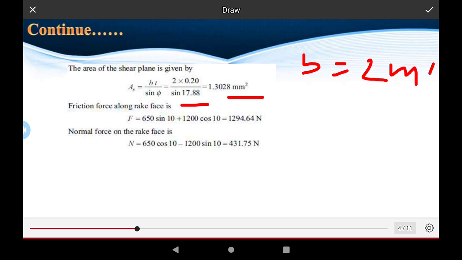The friction force along the rake face is F equals 650 sin 10 plus 1200 cos alpha. Putting the value of phi, this gives the friction force along the rake face in Newtons. The normal force on the rake face is N equals Fv cos alpha minus Fh sin alpha, with alpha as 10 degrees and Fv as 1200 Newtons.